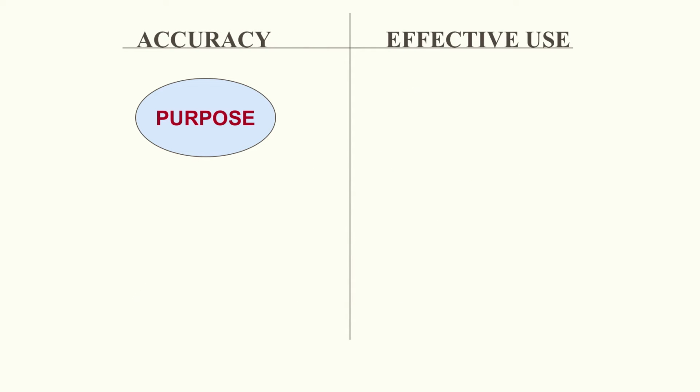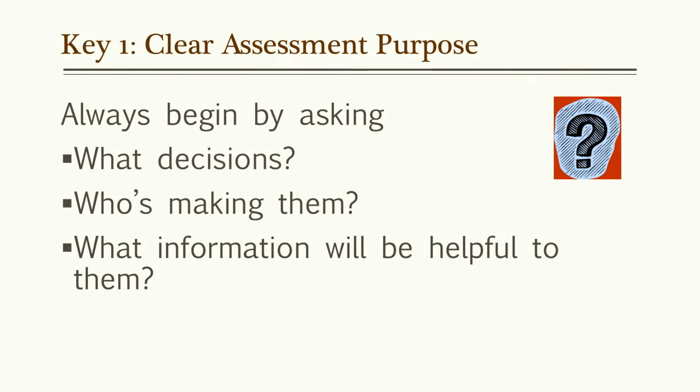Key 1 is clear purpose. Sound classroom assessment requires that both processes and results serve clear and appropriate purposes. Central questions for this key are: who will use the assessment results and how will they be used? To establish a clear assessment purpose, we can ask, what decisions will this assessment inform? Who is making these decisions? What information will be most useful in making those decisions? And the answers to these questions determine what information is needed and in what form. The key first step in assessment planning, whether you're developing your own assessment or selecting one already developed.